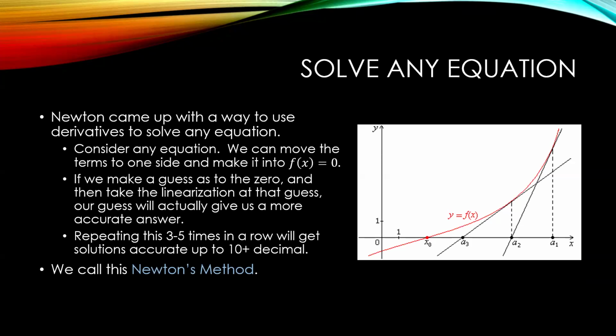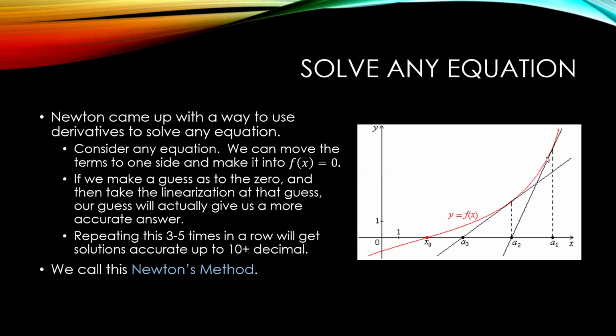We can also solve any equation. Newton came up with a technique where you can use the derivative in order to solve basically any equation. And that's kind of fun. Let's suppose that we have some random equation and we have no idea what the solution is going to be. Maybe it's something which is impossible to solve using algebra. Well, if we can rewrite it as a function which is equal to 0, which we can do with any equation, we can just move everything over to one side.